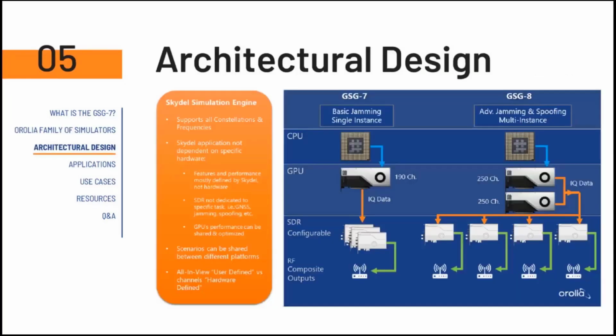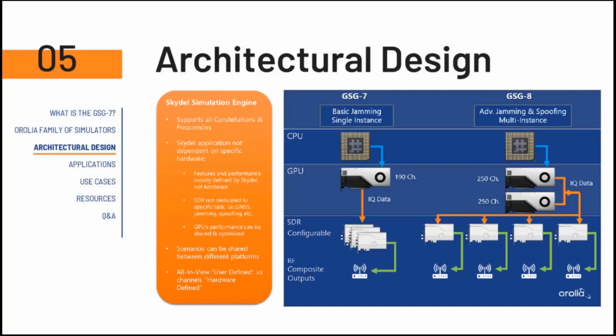On this slide, we compare the architecture of the GSG-7 and the GSG-8. Both simulators use the same general architecture of Skydel, based on CPU and graphic cards. For the GSG-7, we have selected the graphic card to be able to simulate all the GNSS constellations, all the signals and all the frequencies. With approximately 200 signals, you have all the processing power required to simulate all in-view constellations.